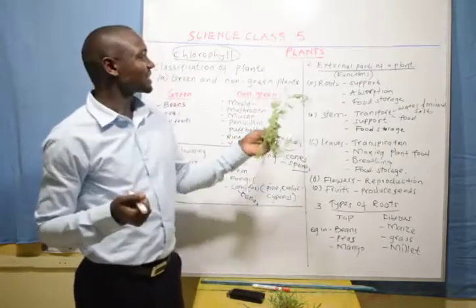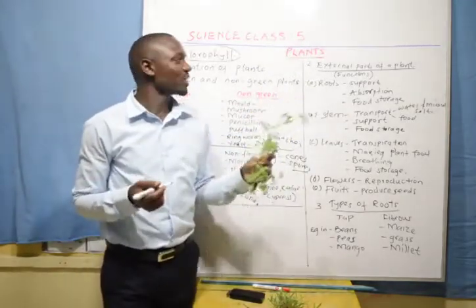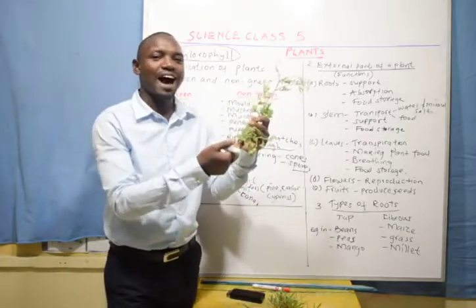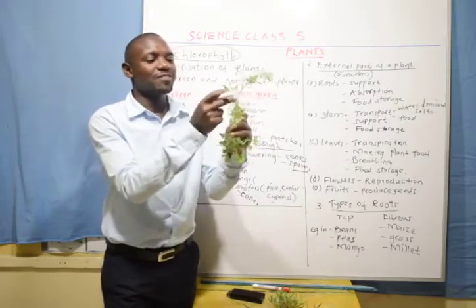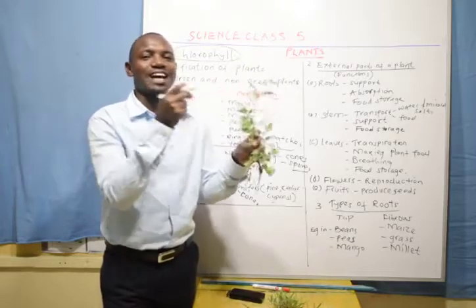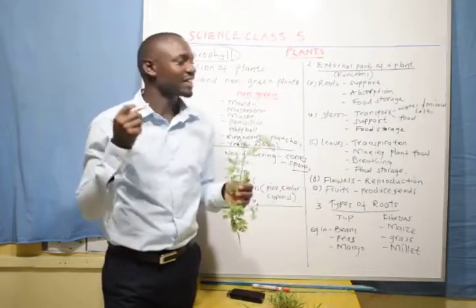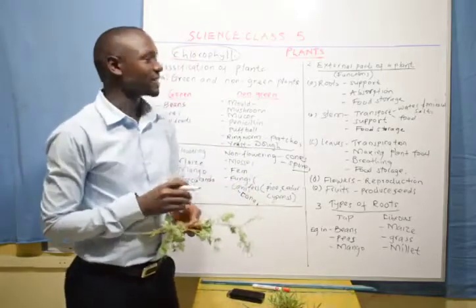So under the external parts of a plant, we are going to look at the roots which grow under the ground. We have the stem, we have the branches, we have leaves, we have flowers, and also the fruit. A fruit is an external part of a plant.